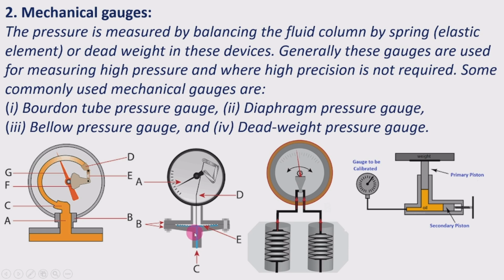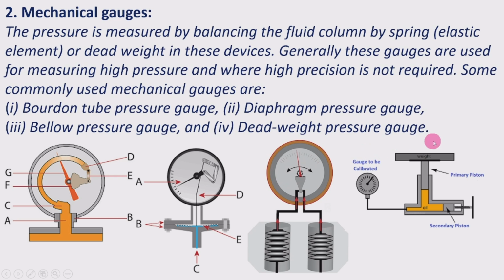This is the diaphragm. Due to the pressure, the diaphragm will move up and down. If it is moving up and down, then the link connected to the dial will be moving, and thereby the dial gauge will indicate the pressure. Next one is the bellows pressure gauge. The bellows are used here. These bellows are operated depending upon the pressure applied, and due to that pressure, the dial gauge will move to read the pressure.